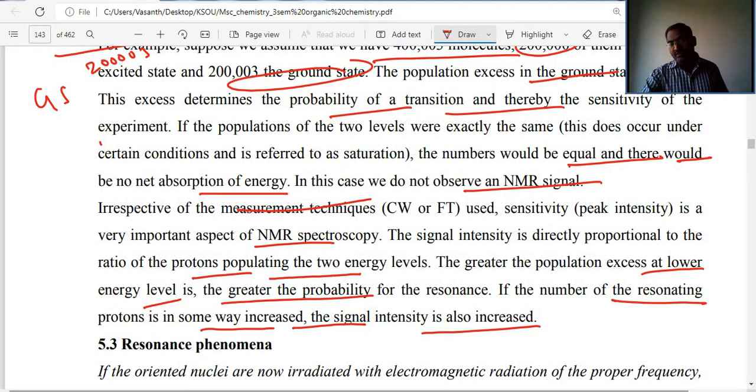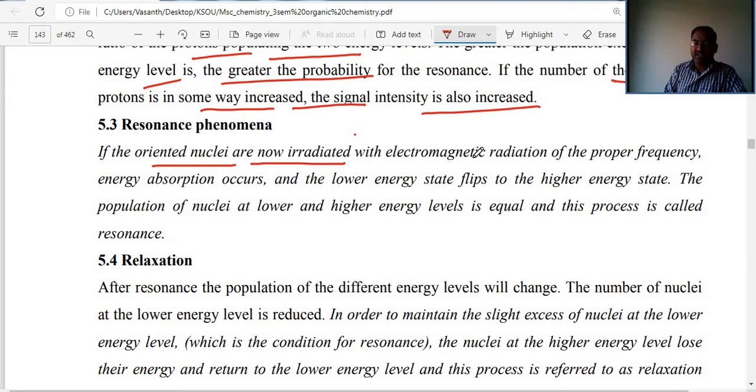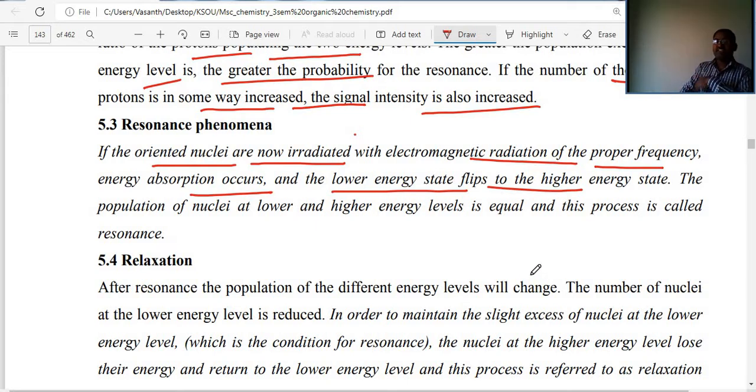Now we are going to the next point: resonance phenomena. Resonance phenomena means that if the oriented nuclei are irradiated with electromagnetic radiation of a proper frequency, energy absorption occurs and nuclei in the lower energy state flip to the higher energy state. The populations of nuclei at the lower and higher energy states become equal, and this process is called resonance.